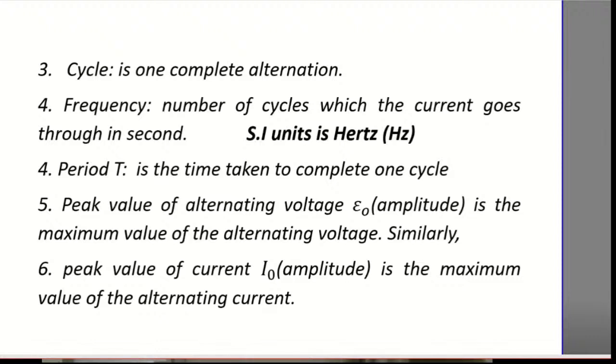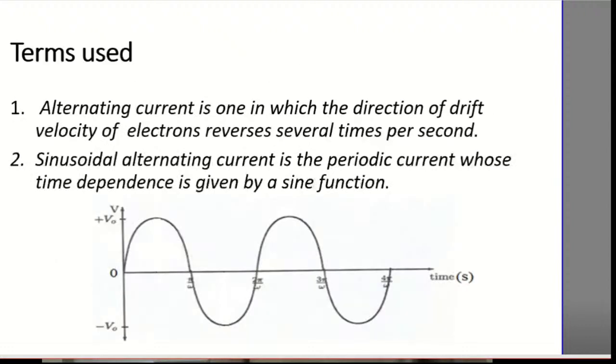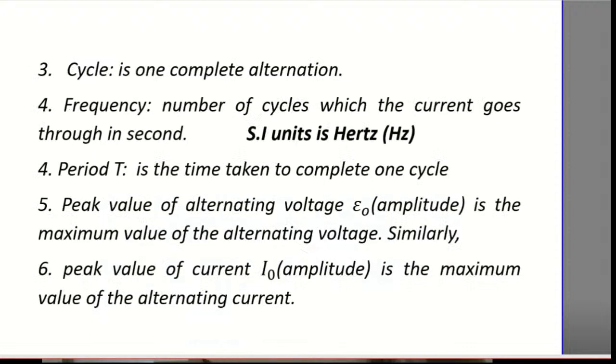or voltage, peak value of alternating voltage, which is represented by E naught, is also called the amplitude of the alternating current. When you look at the graph, you could realize that the maximum value of the current is what we call the peak value or the amplitude of the alternating current. It is defined as the maximum value of the alternating current. Similarly, of the alternating voltage. Similarly, peak value of alternating current is the maximum value of the alternating current.